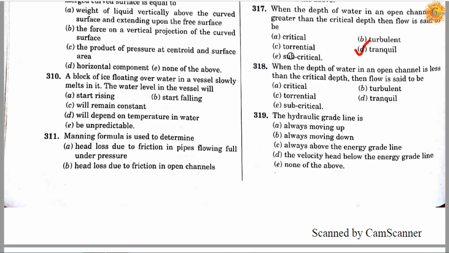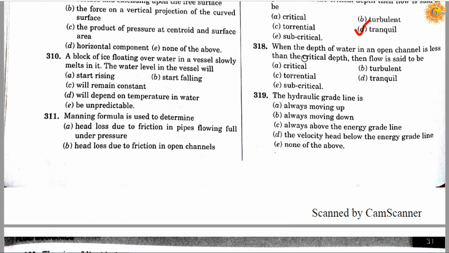Question number 318. When the depth of water in an open channel is less than the critical depth, then flow is said to be option A, critical, option B, turbulent, option C, torrential, option D, tranquil, and option E, subcritical. So the correct answer is C, it will be torrential.